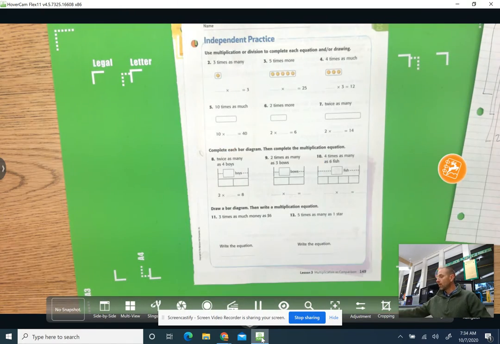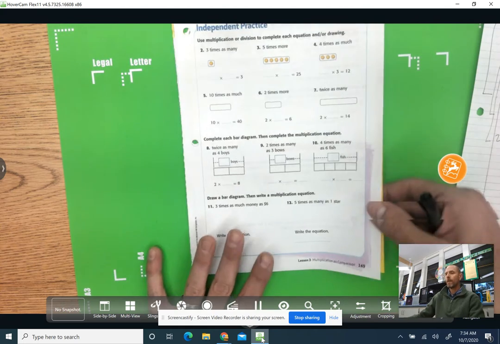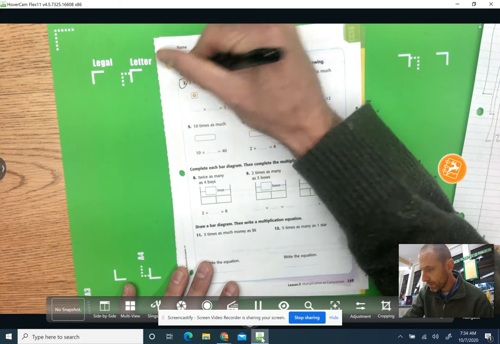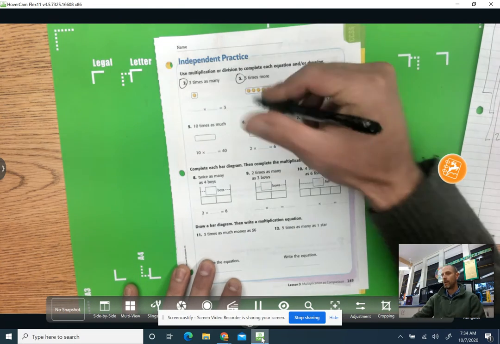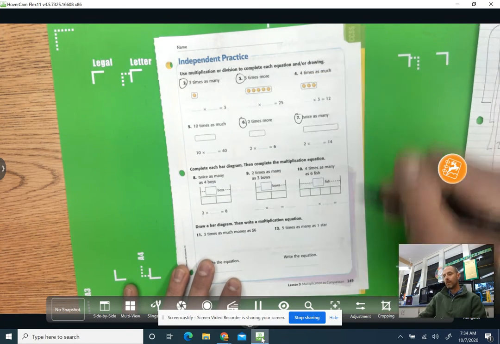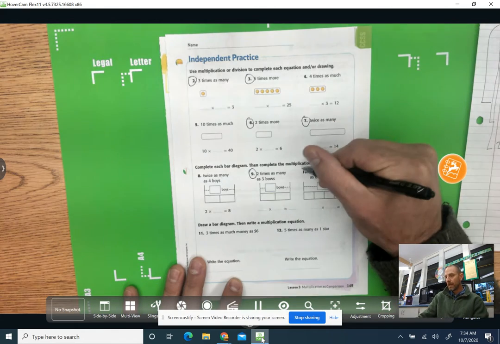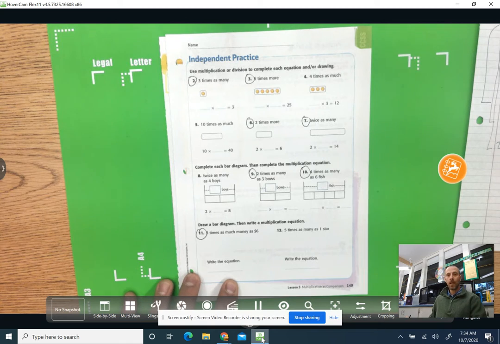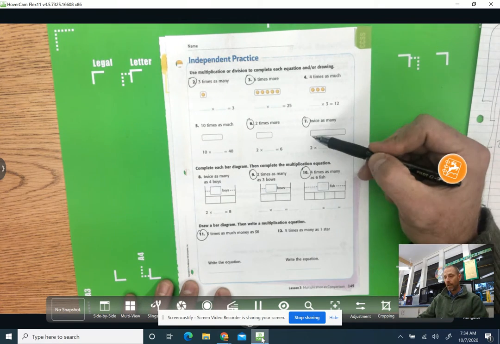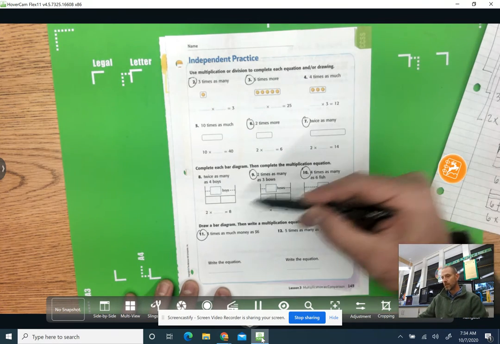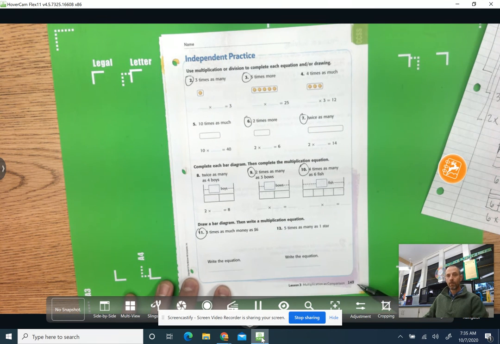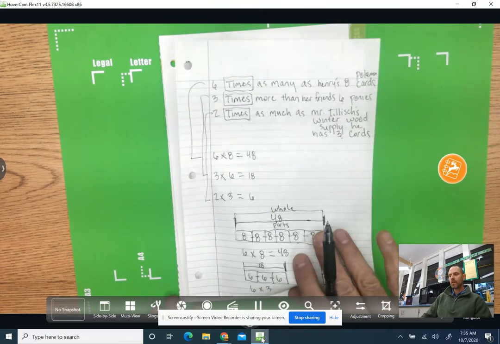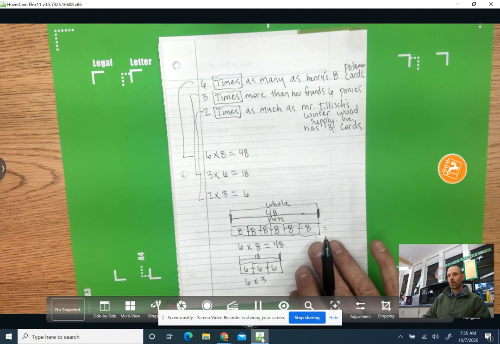Here is what I want you to look at. You are looking at page 149. We are going to do numbers 2 and 3, 6 and 7, 9 and 10, and 11. So let's pause the video, circle these numbers on page 149, and see what you can do using this information.